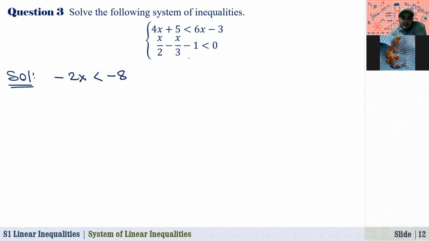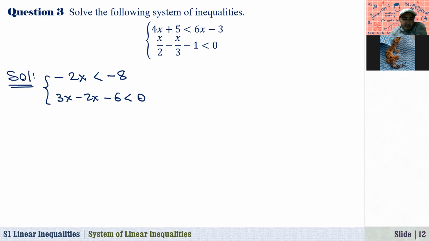And how about the second inequality? It has actually some fractions. The denominators are 2 and 3. Let me multiply both sides of this inequality by 6 so that we will not have any fraction in our inequality. So if you multiply both sides by 6, 6 times x over 2, that is 3x. 6 times x over 3, that is 2x, minus 6 times 1, it is 6. 6 times 0, that is 0.